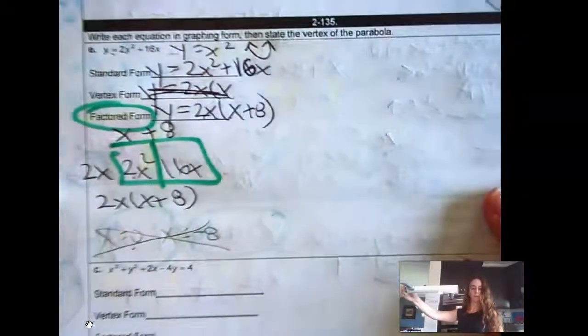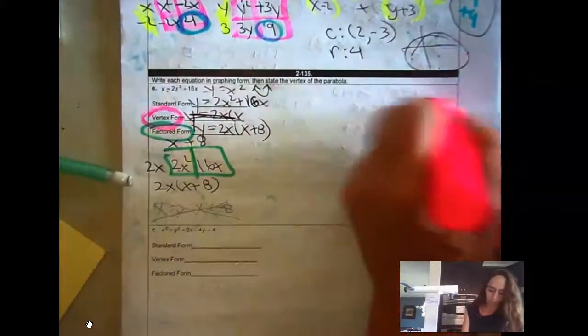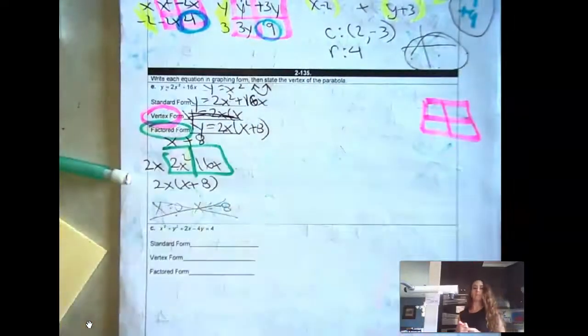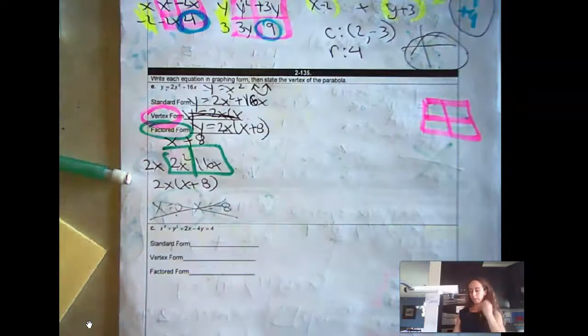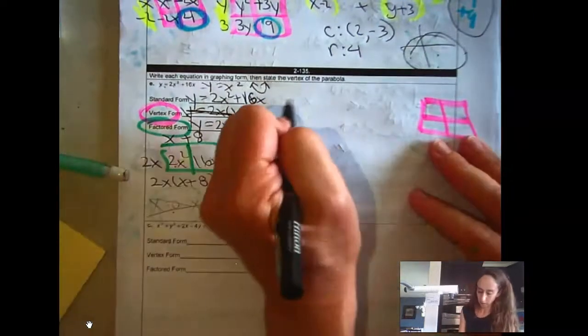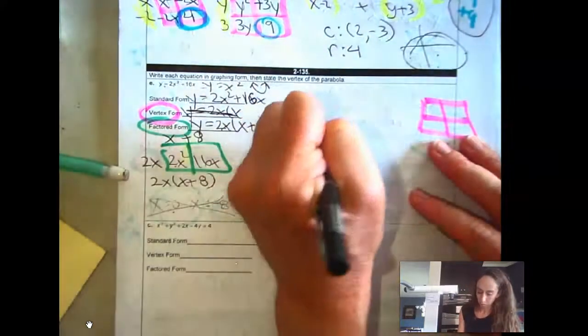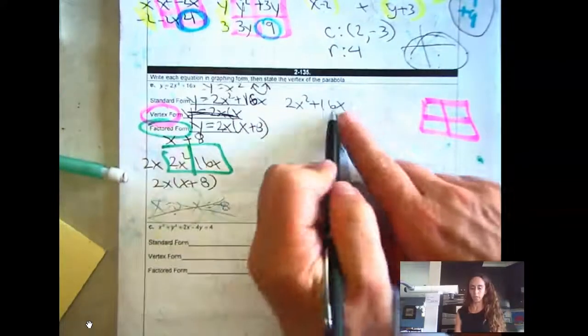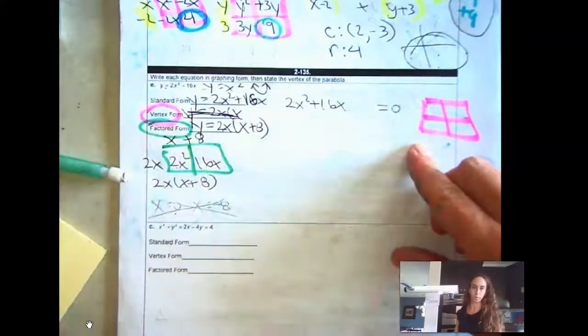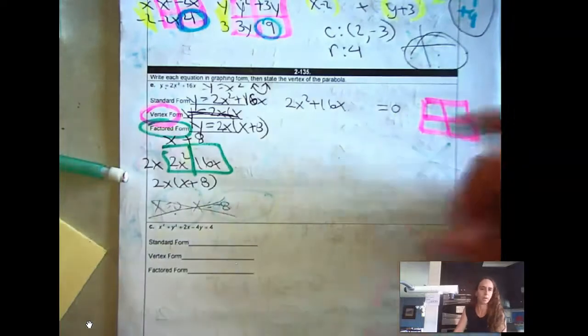Okay. Now I'm going to put this one in vertex form. If I'm going to put it in vertex form, you know what I'm going to do. I'm going to solve by completing the square. But this one's going to be a little bit different. The reason it's going to be different is, let's look here. So I have 2x squared plus 16x. Well, the first thing is there's nothing to move over, so I'll just put equals 0. That's kind of different. Okay, whatever.